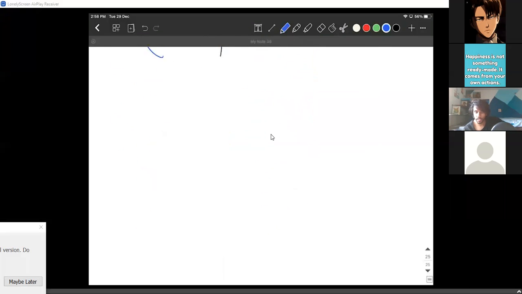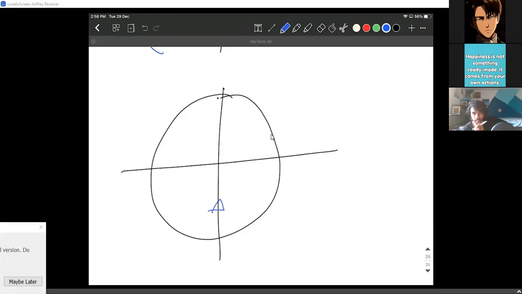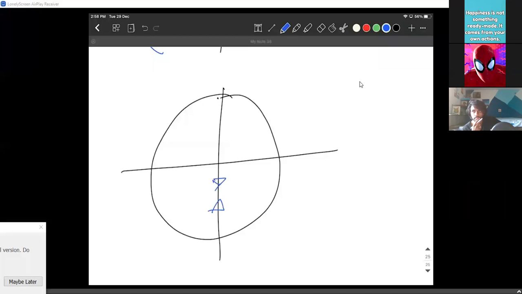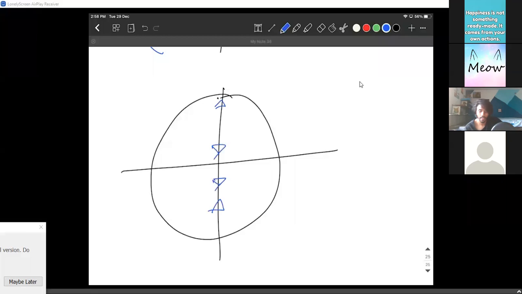Okay, let me draw more. Are you ready? Quadrant 4, sir. Quadrant 3, sir. Quadrant 2, sir. Quadrant 1. Good.